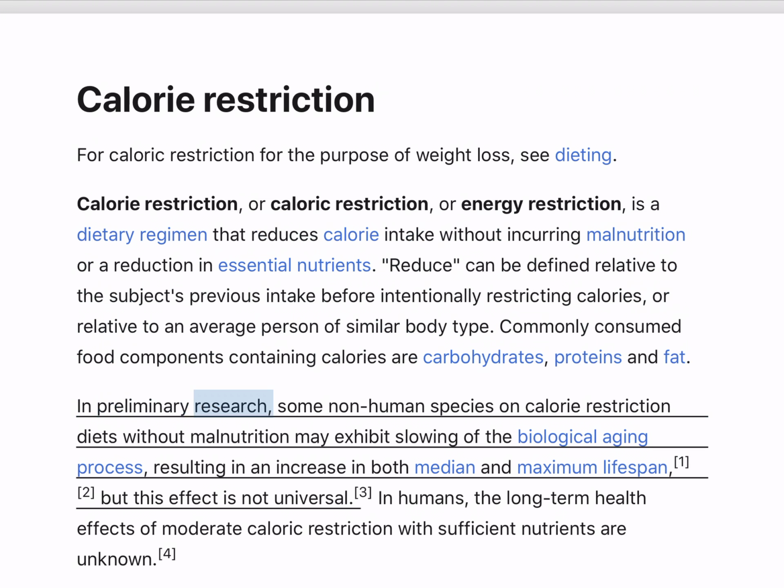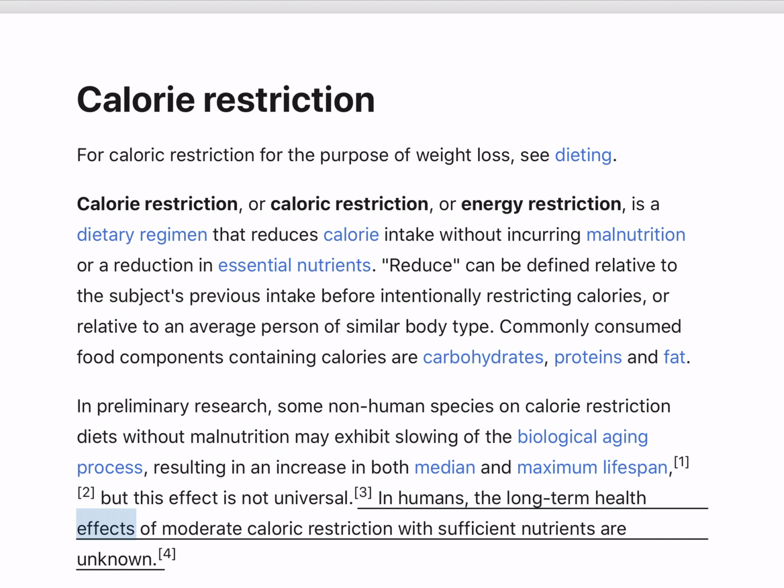In preliminary research, some non-human species on calorie restriction diets without malnutrition may exhibit slowing of the biological aging process, resulting in an increase in both median and maximum lifespan. 1, 2. But this effect is not universal. 3. In humans, the long-term health effects of moderate caloric restriction with sufficient nutrients are unknown.